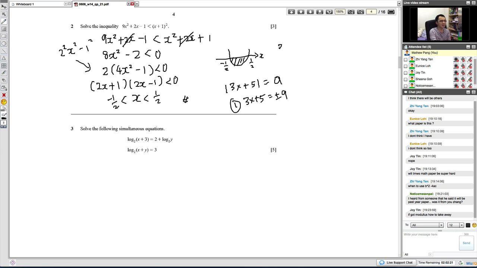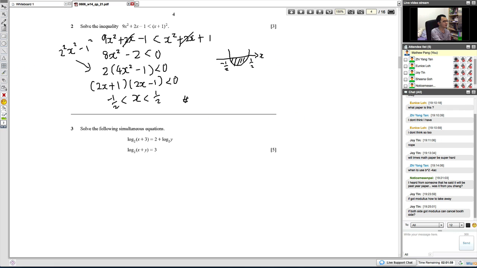The second method is basically you can square both sides. You square here and square here. When you square both sides, the modulus symbol will be gone. Then you just expand it and you solve it. Both should give you the same answer for x. You can try to do it yourself. You should be able to get the same answer. So I will continue to the third question.